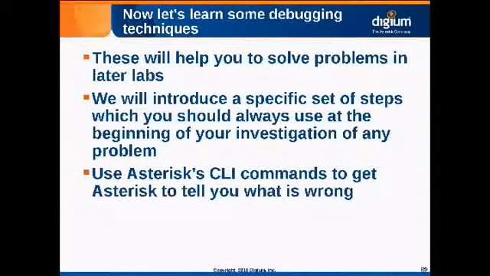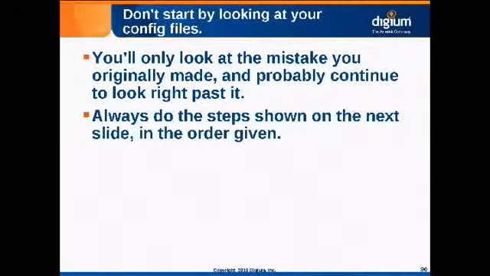The very first thing I can tell you is don't start by trying to look at your configuration files. Your brain made an error when you typed in the configuration file. Your brain's going to make that same error when you go to read the configuration file. Okay? Instead, I suggest that you use the Asterisk command line interface to help you figure out where in the config file the problem exists, and then go look at it with a little narrower focus, and then you'll usually see the problem. Okay? So here's what I always suggest you do.